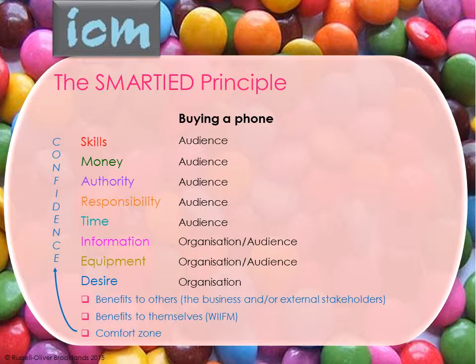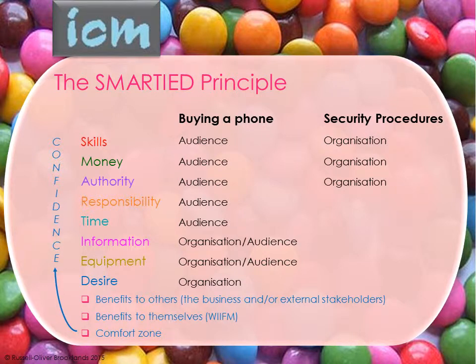Now, how does that compare with the internal communication campaign? Who's responsible for ensuring the audience has the necessary skills to follow any new procedures? Obviously, it's the organisation. And if it's going to involve any budgetary outlay, again, that's going to be down to the organisation to provide it. And it's the same with the authority the employees are going to have, their responsibilities. Indeed, every one of the Smarteed resources is in the hands of the organisation. So it's a profoundly different situation from that of an external campaign.